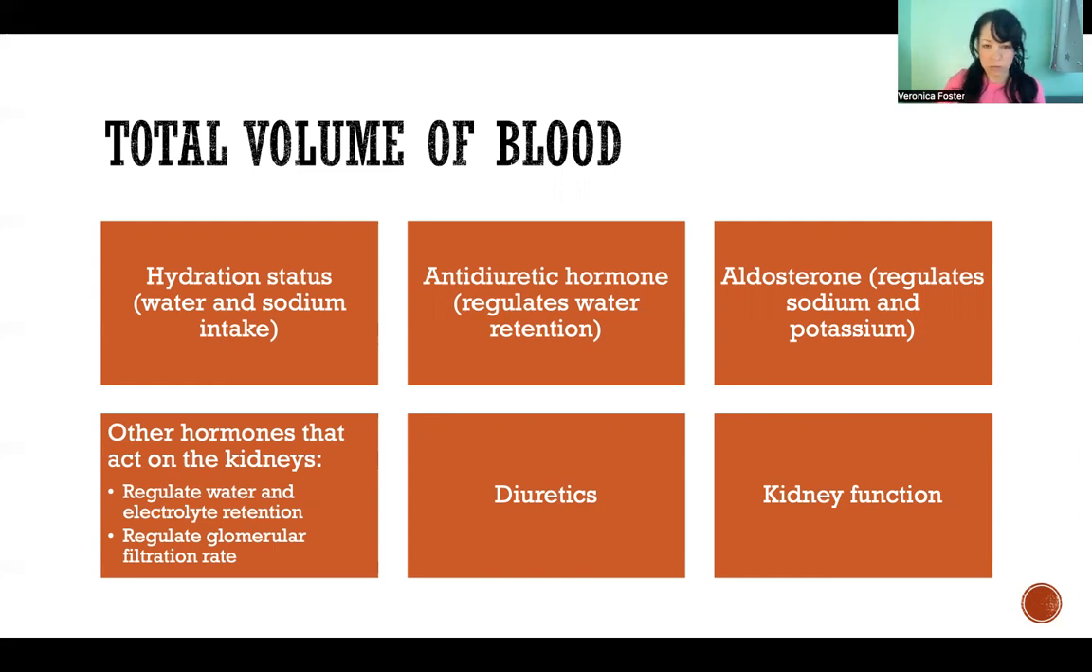Diuretics also will affect the total volume of blood. Diuretics are substances that we might consume that cause us to lose more water and usually also electrolytes. Because again, we have to keep our water and electrolytes in balance. And when I say electrolytes, I'm referring to like sodium, chloride ions, and so on. And then kidney function. So healthy kidneys are going to maintain a healthy volume of blood. If there is any dysfunction in the kidneys, then that might result in slower glomerular filtration rate and therefore more retention of water and other substances.